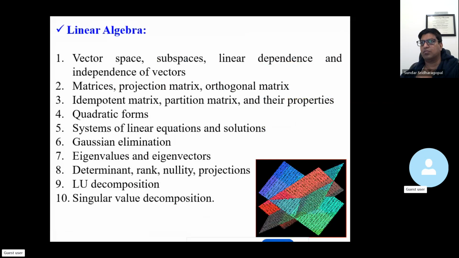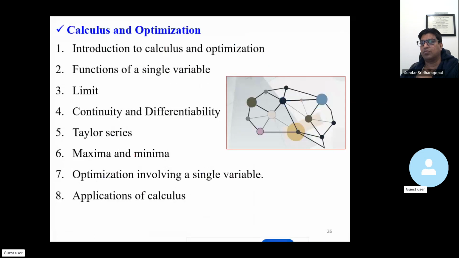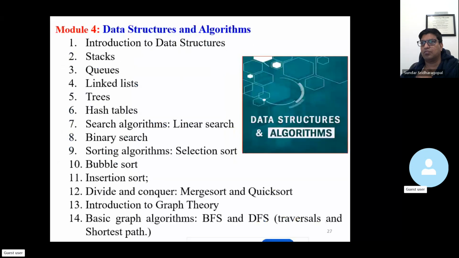For data science, statistics is a prerequisite, and mathematics is a prerequisite in order to analyze the data. Then calculus and optimization: introduction to calculus and optimization, functions of a single variable, limits, continuity, and differentiability, Taylor series, maxima and minima, optimization involving a single variable, applications of calculus. So up to that, the statistical concepts I'm going to explain.